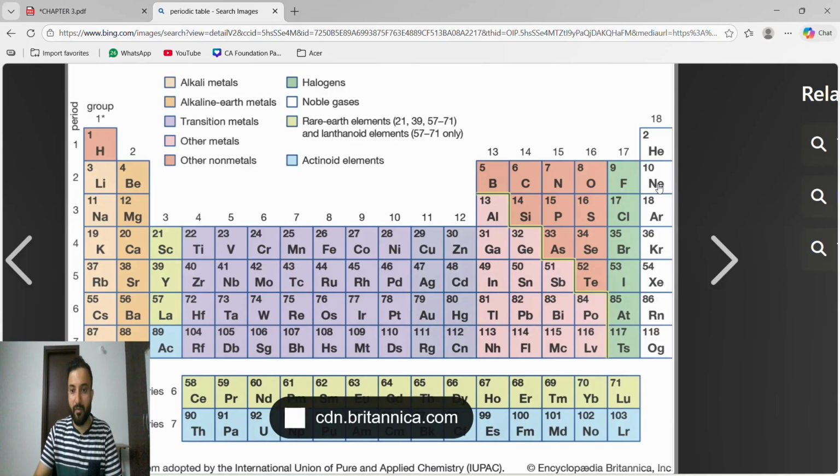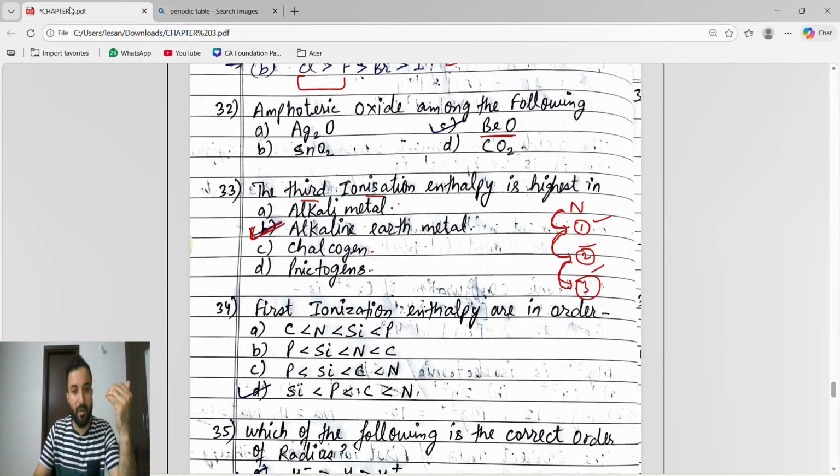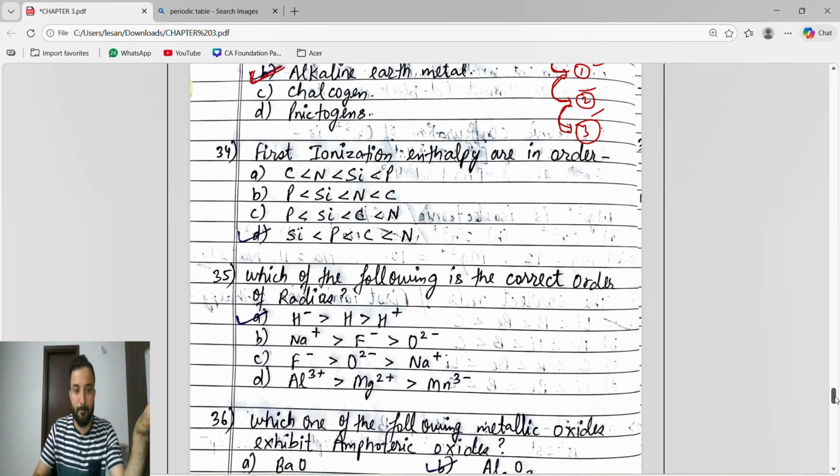So for alkaline earth metal, if you remove one electron, first ionization enthalpy it will reach here. Second ionization enthalpy it will reach here. Correct? It will lose the electrons, it will reach here. So for the second ionization enthalpy, what do we have to find? We have to find the third ionization enthalpy. Third ionization enthalpy means from here we have to remove an electron. So this is completely filled. So completely filled or half filled means, yes, they have a higher ionization enthalpy. So our correct answer is alkaline earth metal.